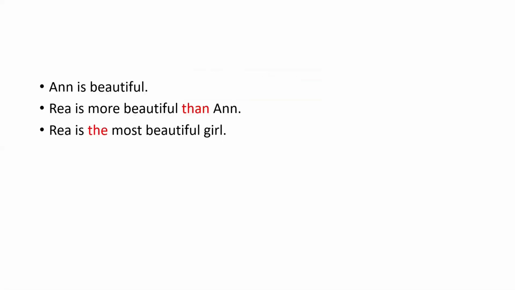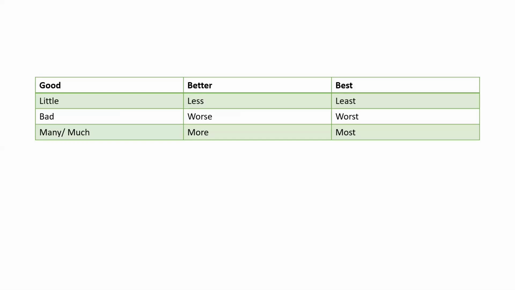We can make sentences like this, but the sentence structure is the same. Anne is beautiful. Priya is more beautiful than Anne. Priya is the most beautiful girl. The third type is irregular comparison. There's no rule here. We have to remember all the words.